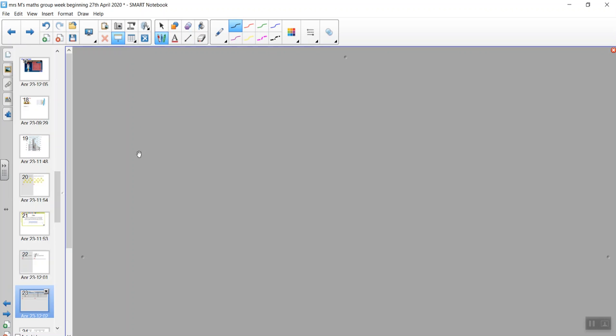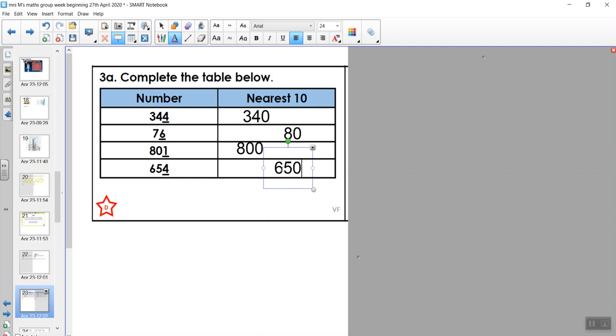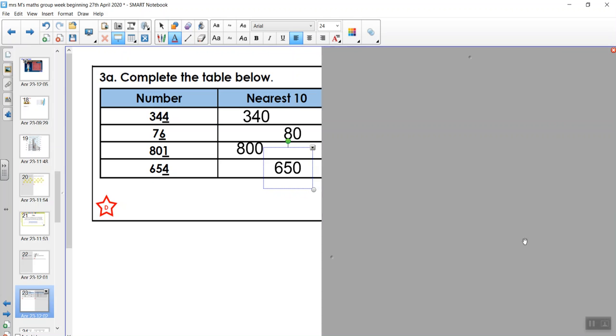Now we're going to have a try at completing these tables. We have to round each of these numbers to the nearest 10. Pause the video and have a go. Okay, so 344 rounds to 340. 76 rounds to 80. 801 rounds to 800. And 654 rounds to 650. Well done if you got any of those.